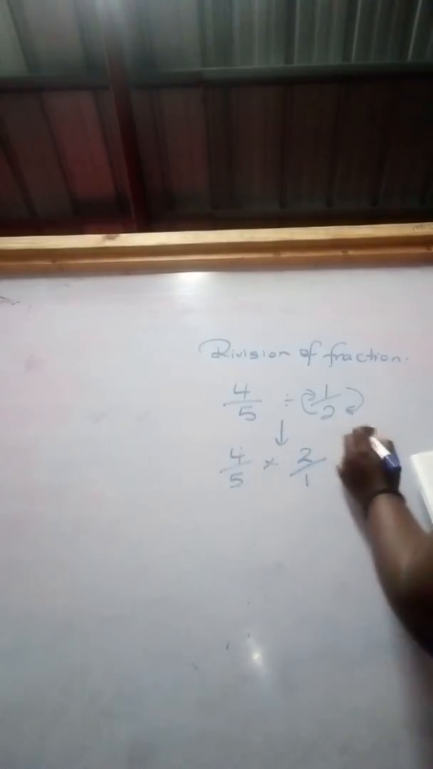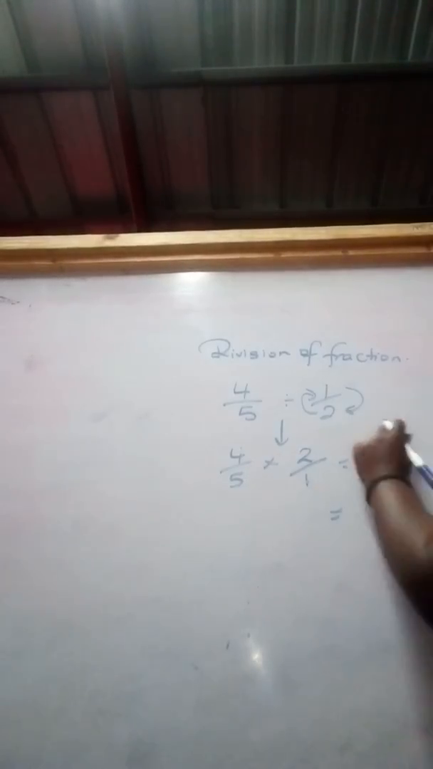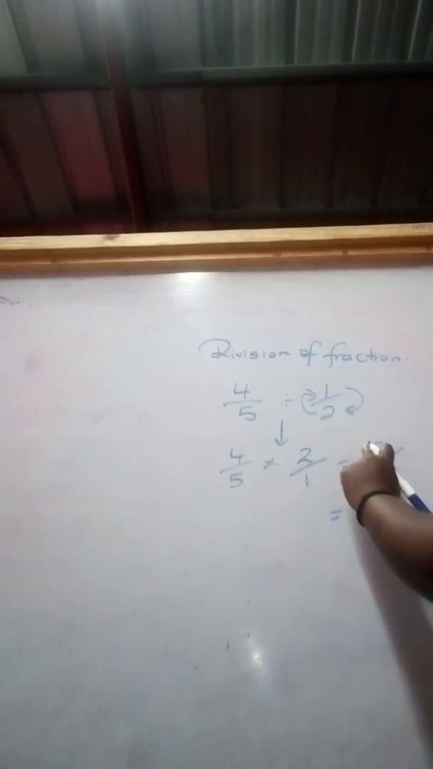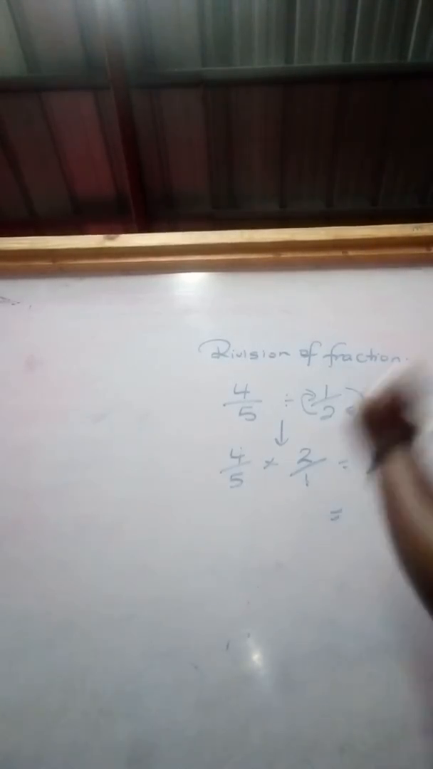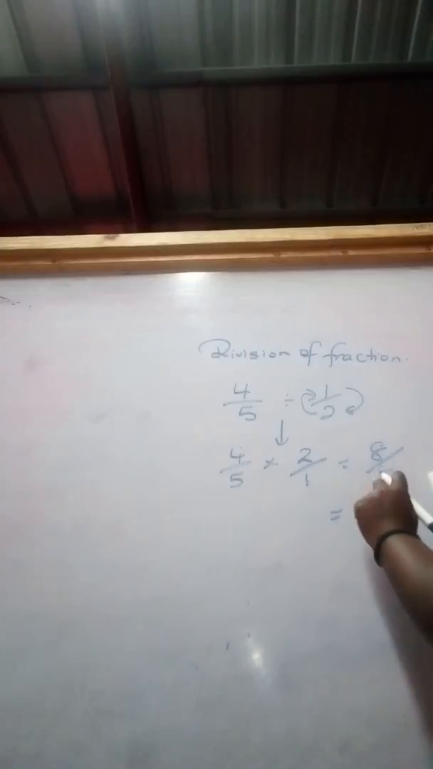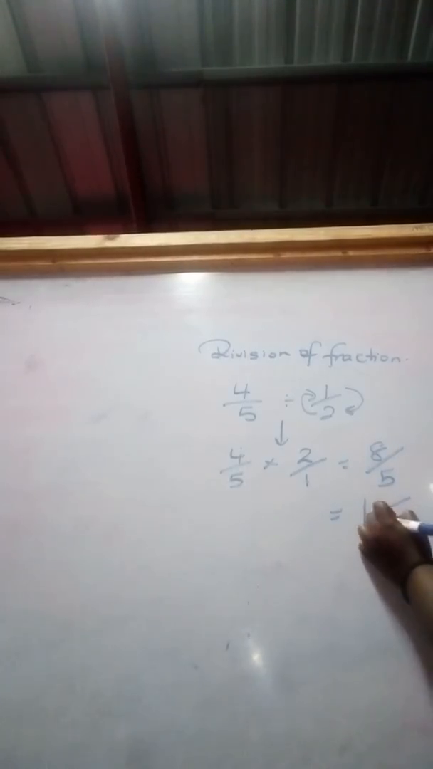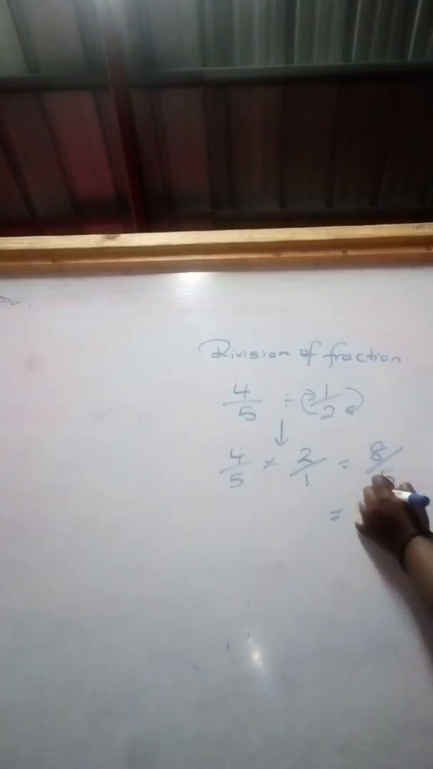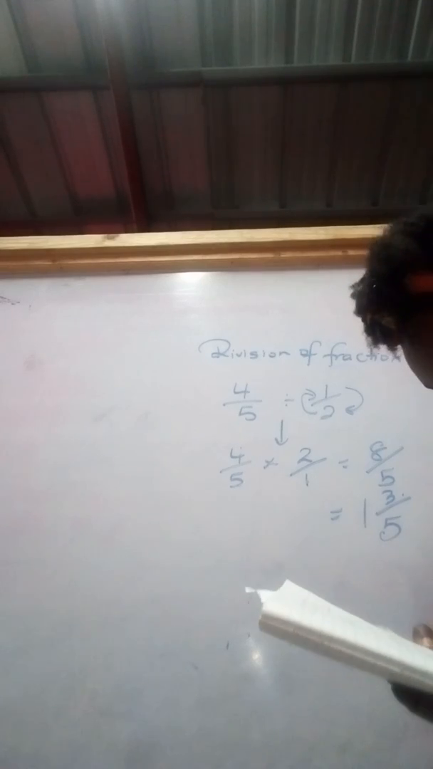So 4 multiplied by 2 is 8. 5 multiplied by 1 is 5. And whatever fraction this is, we have the numerator greater than the denominator, so we change it to a mixed number. How many groups of 5 can we get in 8? 1. The denominator stays the same and the remainder is 3. So let's look at the next one.